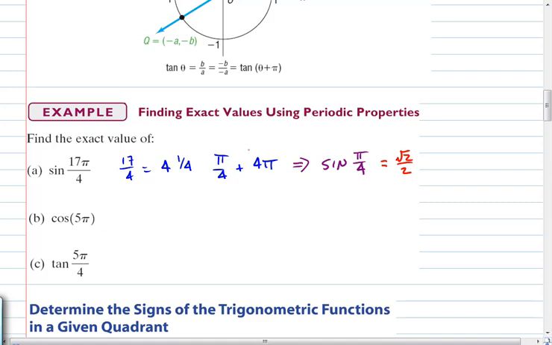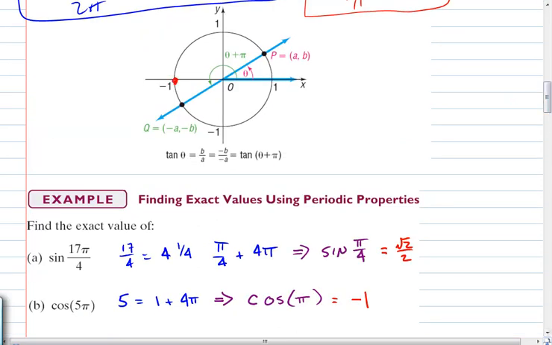Cosine of 5 pi. Well, 5 pi is equivalent to 1 pi plus 4 pi, right? And 4 pi is a multiple of 2 pi, so that just tells us how many times we're going around the circle. So that means this cosine of 5 pi is going to be equivalent to cosine of what? 1 pi, and cosine pi is negative 1. Think about the unit circle.